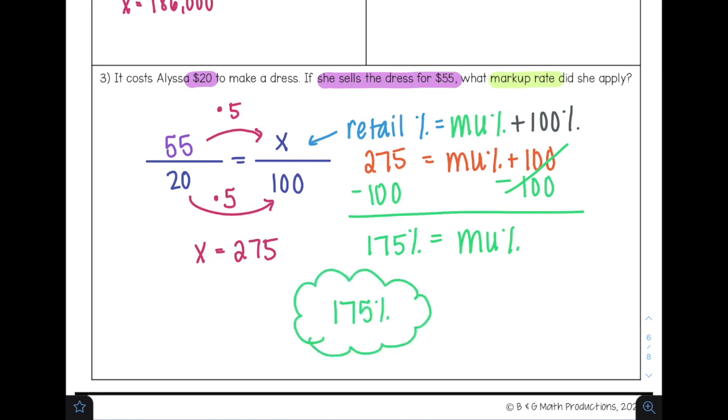All right, so 175% would be your answer. Make sure you write your notes down. Make sure you're writing questions down. Identify your keyword and phrase for the video and the lesson.